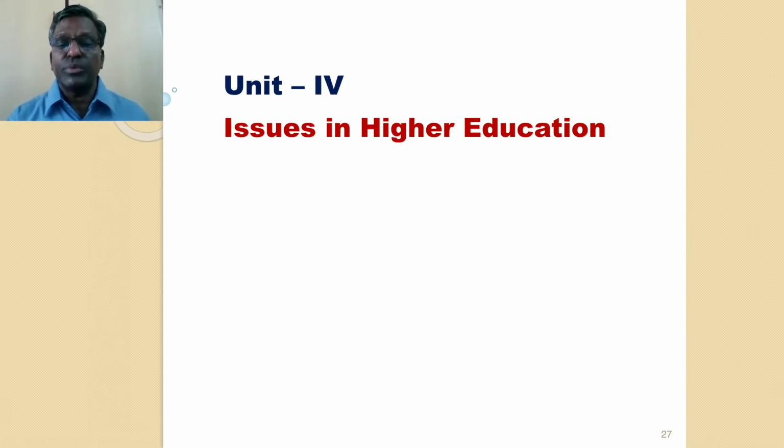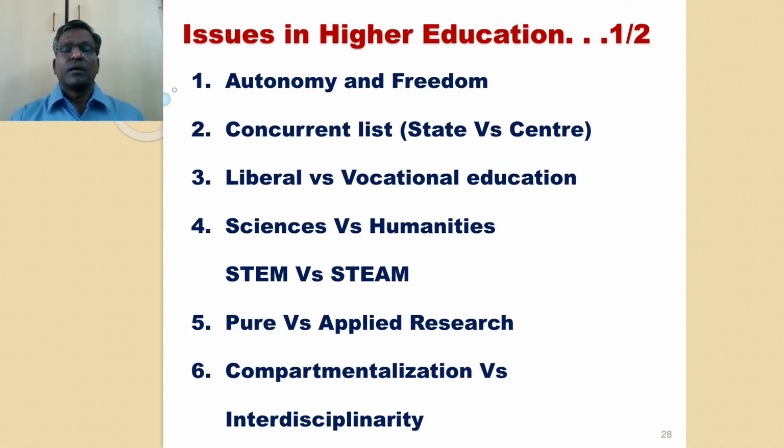I have listed 12 issues. Now, there are more issues, but for shortage of time, I have cut short my list to 12 major issues. Now look at the first two points. Whether it is a college or a university, all college teachers and all university teachers are grappling with autonomy and freedom.